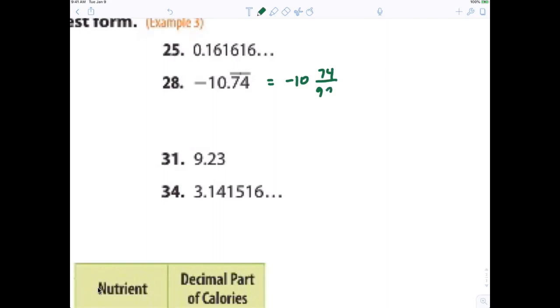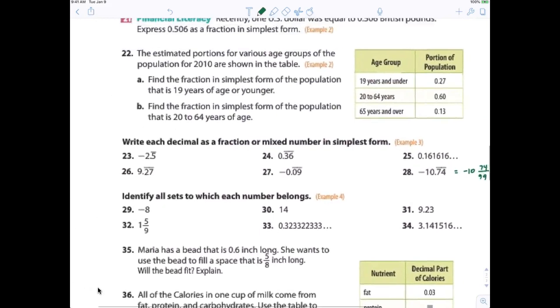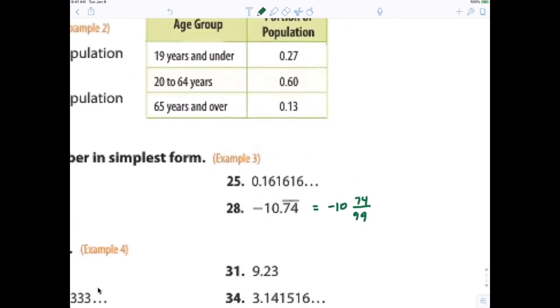That's exactly the correct answer. All right, someone else. Tell me. All right, let's look at 22. Find the fraction in simplest form of the population that is 20 to 64. So it's just asking you to write.